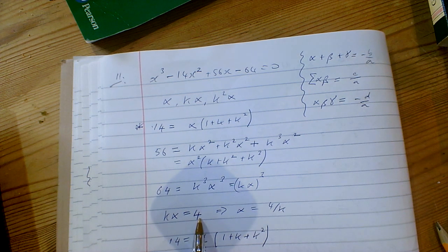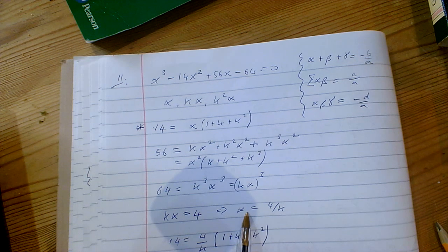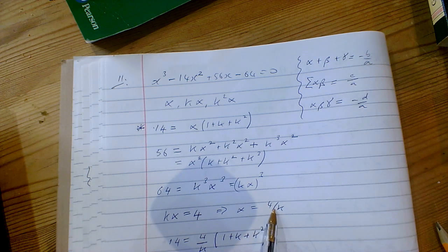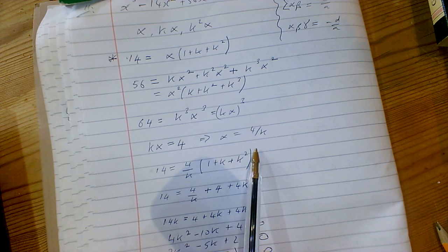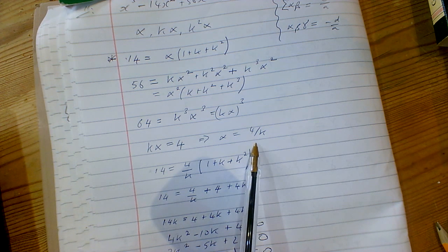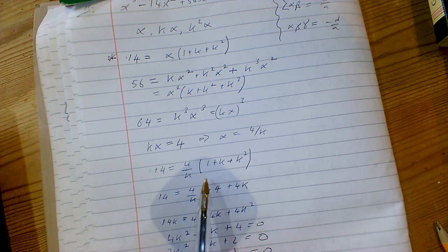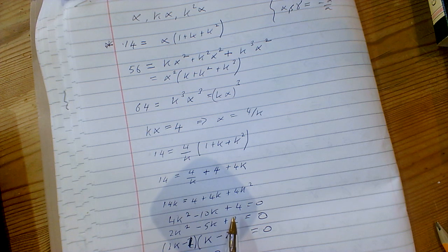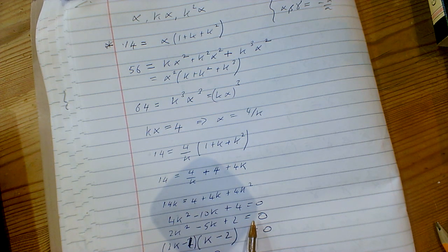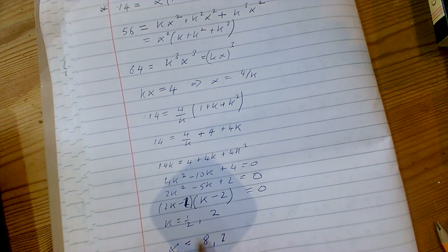So we can deduce from that that k alpha equals 4, which means that alpha can be expressed as 4 divided by k. If we substitute 4 divided by k into that first equation, then we get this, which is a disguised quadratic, in fact. By rearranging it and multiplying through by k, we get 4k squared, etc., which simplifies to this quadratic, which factorises nicely.